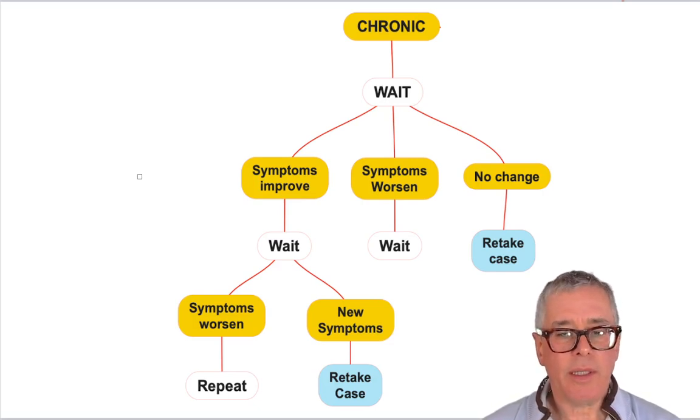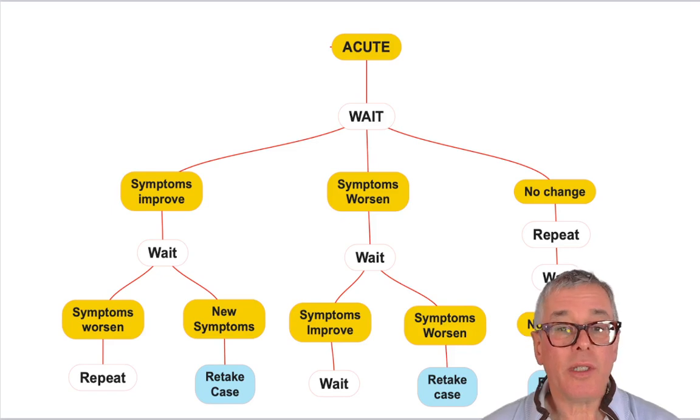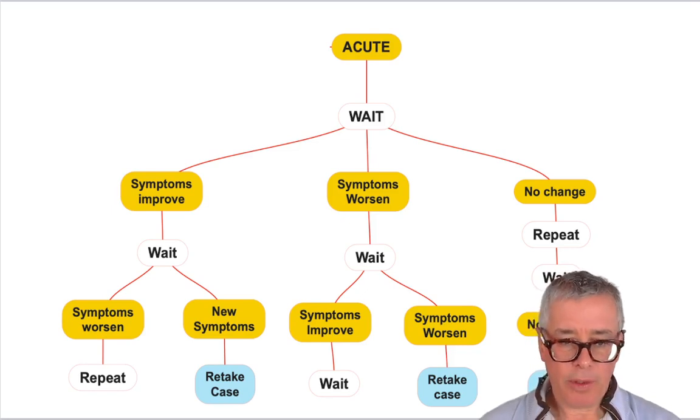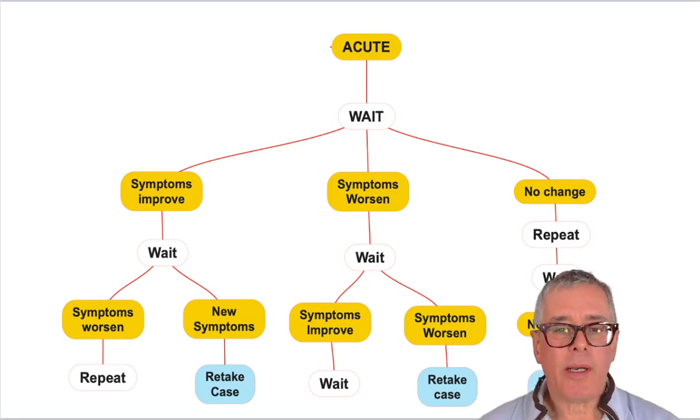And in acute disease, it's exactly the same, but a couple of variations. We wait, the symptoms might improve, worsen, or there'd be no change. In the symptoms improving scenario, we wait until either the symptoms worsen or new symptoms appear. If the symptoms have gotten worse and they're the same as before, we'd repeat the remedy. If we hear about new symptoms, we would check on them and make sure that the remedy you're giving fits the symptoms.